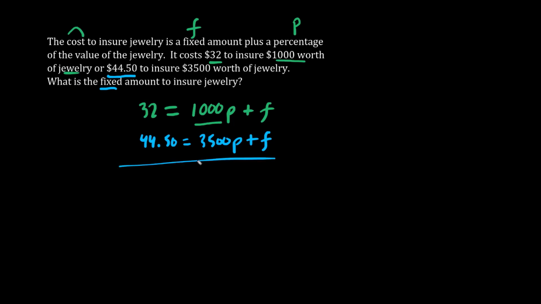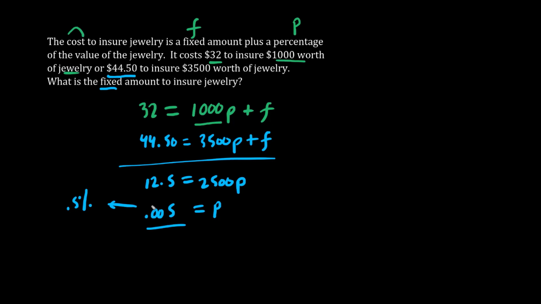We can use elimination, and we can subtract the bottom equation minus the top. So what's 44.50 minus 32? We have 12.5 equals 2,500 P, and the F's cancel out. Dividing both sides by 2,500, we have P equals 0.005. Multiplying by 100, this means 0.5%. This is less than 1%.